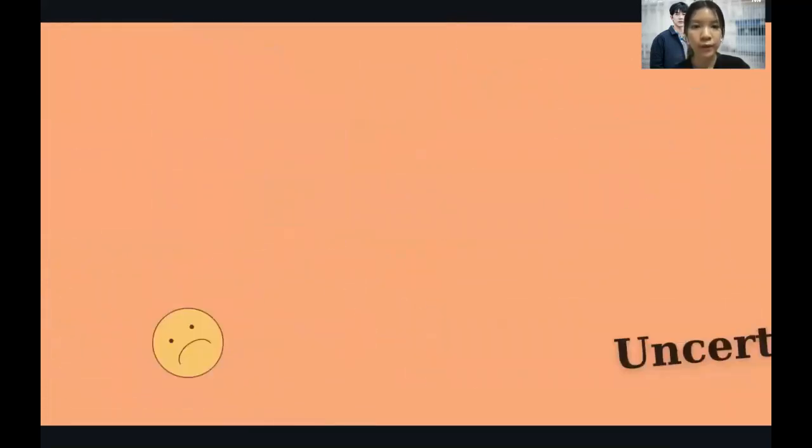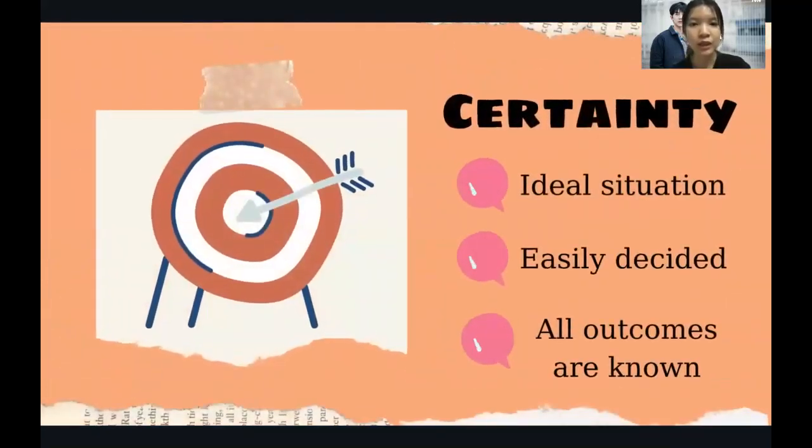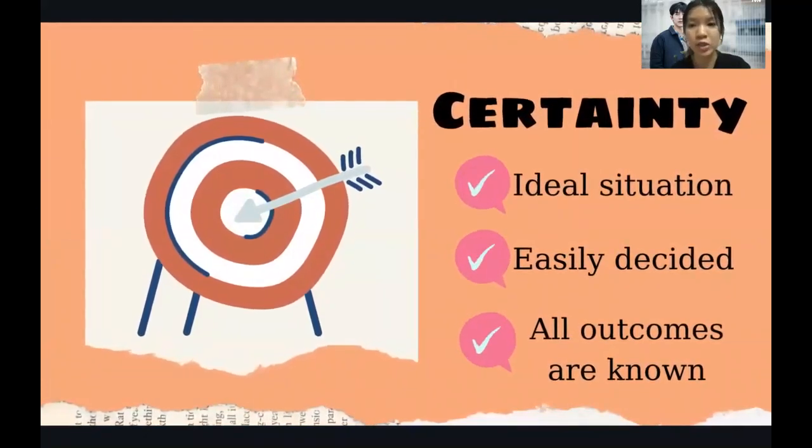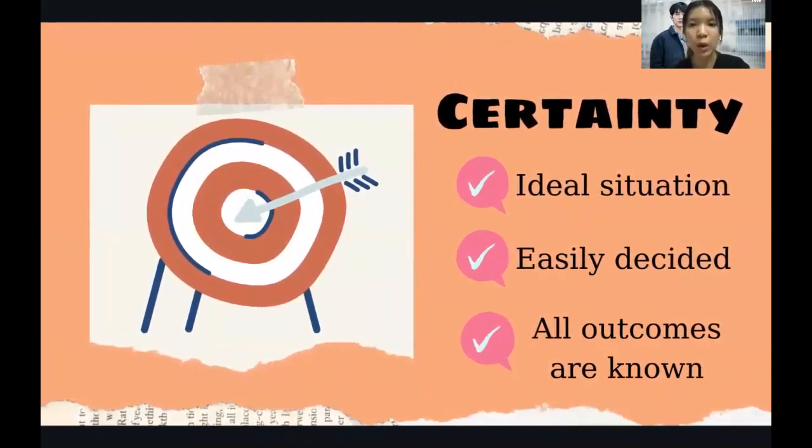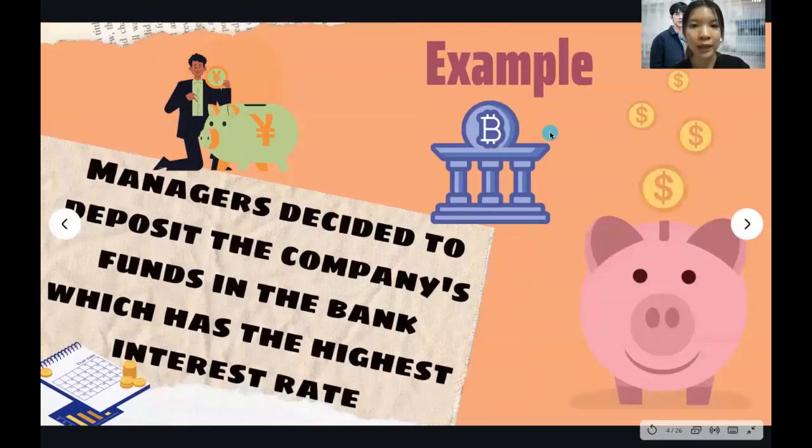First, certainty. Certainty is an ideal situation for making decisions, where a manager can make accurate decisions because all outcomes are known. For example, bank interest rates are made known to clients, so it is easier for business managers to decide where to deposit their company's funds. The bank which offers the highest interest rate, therefore, is the obvious choice of the manager.